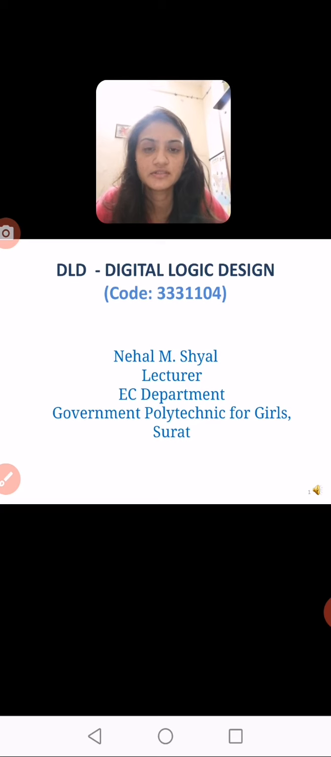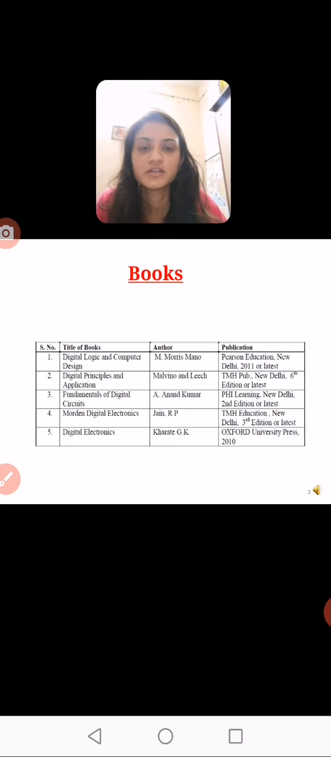I will teach you the subject Digital Logic Design, the GTU code 3331104. For this subject, you can use the reference books that are listed here. First one is Digital Logic and Computer Design by Maurice Mano. Second one is Digital Principles and Applications by Malvino and Leach. Third one is Fundamentals of Digital Circuits by Anand Kumar.